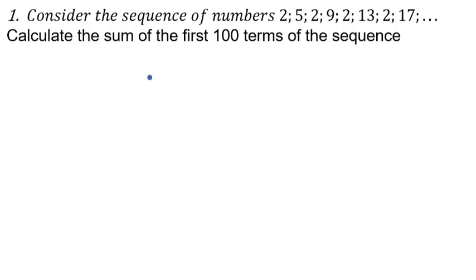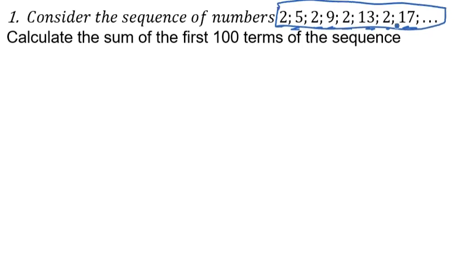Hi, grade 12. Let us consider the following sequence: 2, 5, 2, 9, 2, 13, 2, 17. Calculate the sum of the first 100 terms of the sequence. When you look at the sequence, what does it keep doing? It keeps repeating itself. It seems like we have a combination of two sequences.